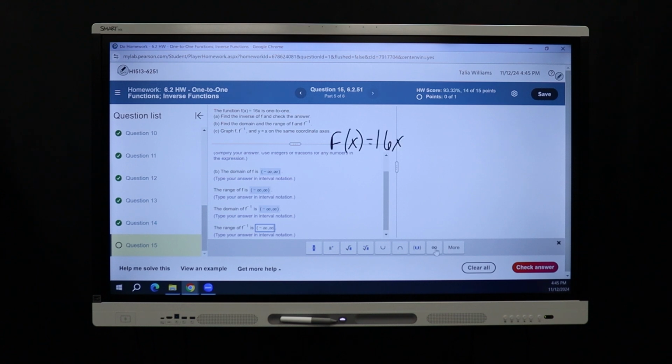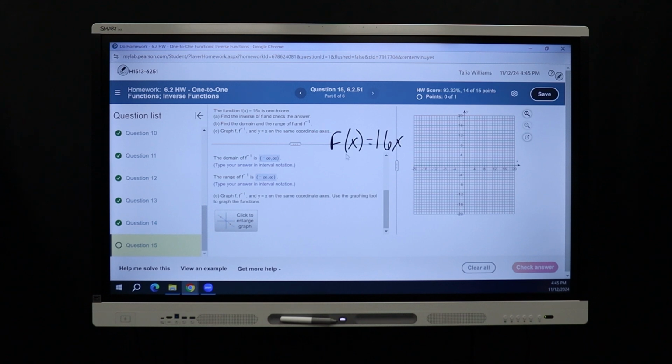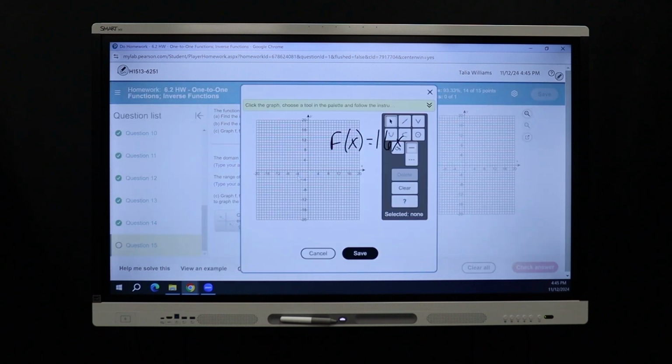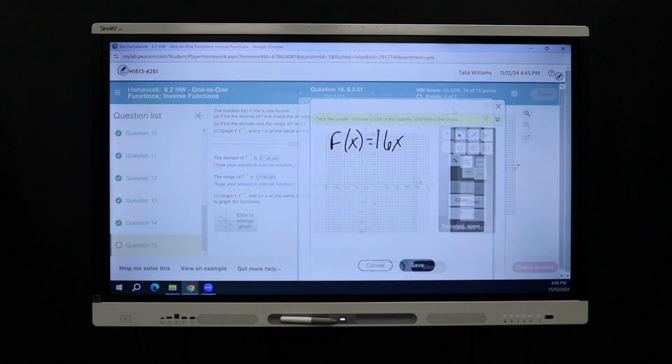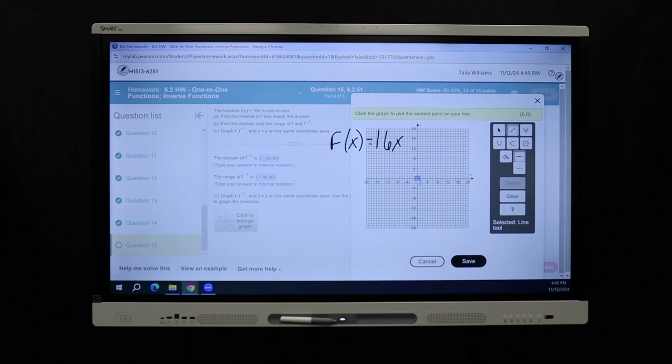Infinity. And then they want us to graph it. Okay. I think the kicker on this, yes. So let's go ahead and do our 16x. So 0, 0 is our y-intercept. 16x would be up 16 and right 1 because that's our slope.